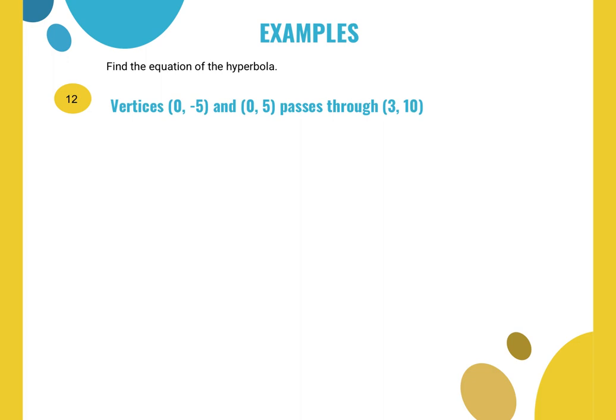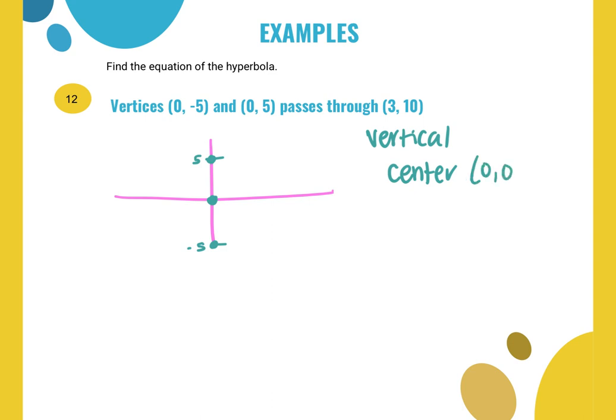All right, this one, vertices at 0, negative 5, so down 5 and up 5. Those are your vertices. That means this is vertical. Center's halfway between them. Center's at 0, 0 again. a is the distance from the center to that vertex, which is 5. So it's y squared minus x squared equals 1. The y goes over the a squared, which is 25. So I'm just missing b squared.